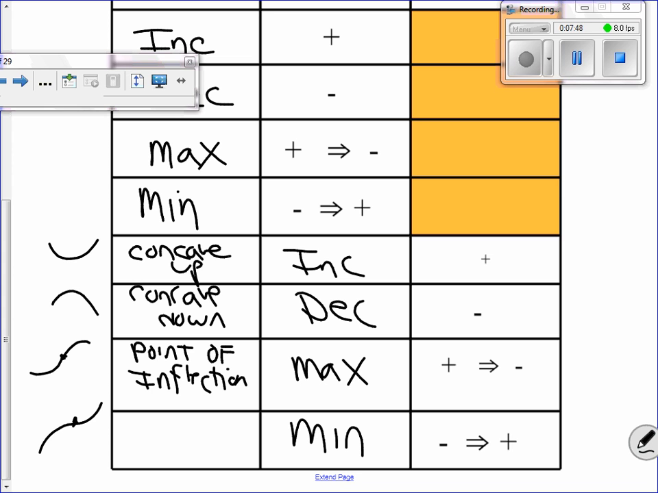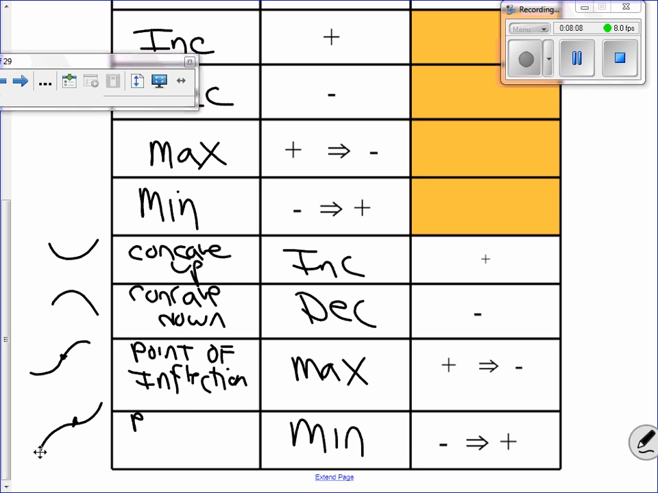You could have a min if the first derivative is 0 and the second derivative is positive. But if all you know is the second derivative is positive, all you know is that the function is concave up. You don't know where on here you are. Okay.